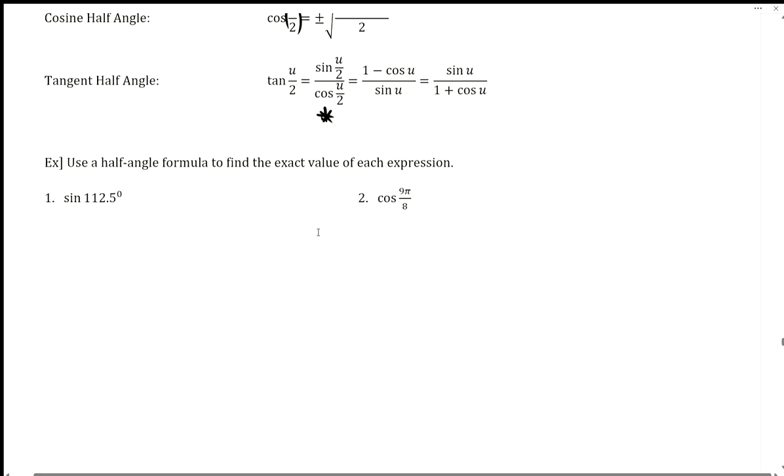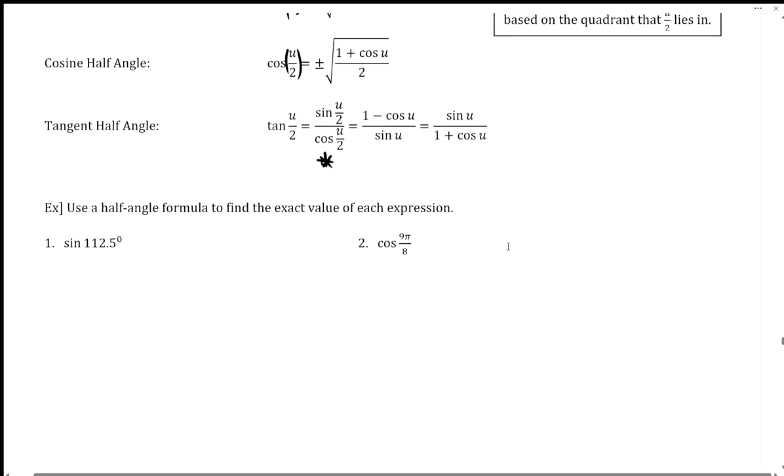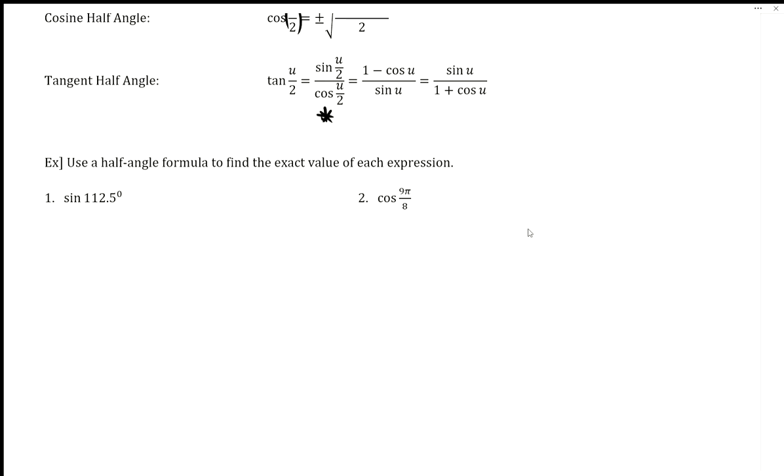All right, so let's use the half angle formula to find the exact value of each expression. All right, so in these problems, when they say use the half angle formula, they're saying this is the half angle. So that is the half angle right there, which is 112.5, which means I can instantly solve for u here. If I multiply both of those by 2, I would have u is equal to 225. And those are in degrees. Okay, so let's rewrite this. So I put that work there. Let's give it a little bit extra space.